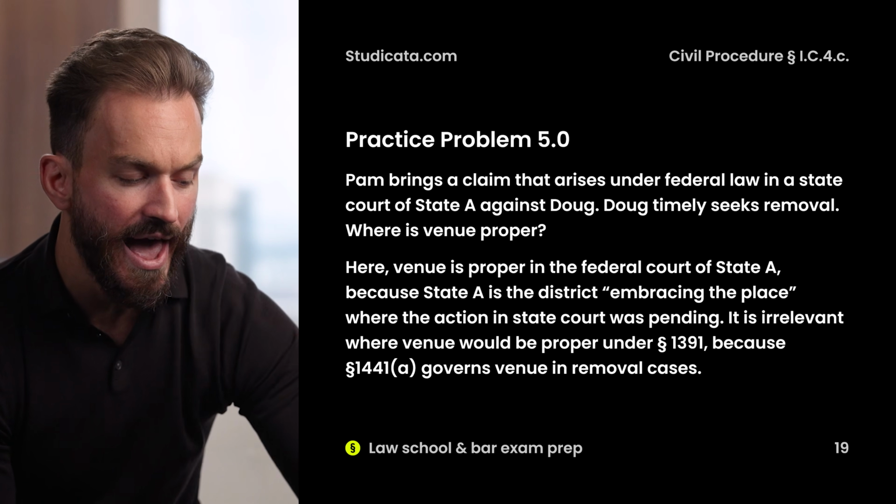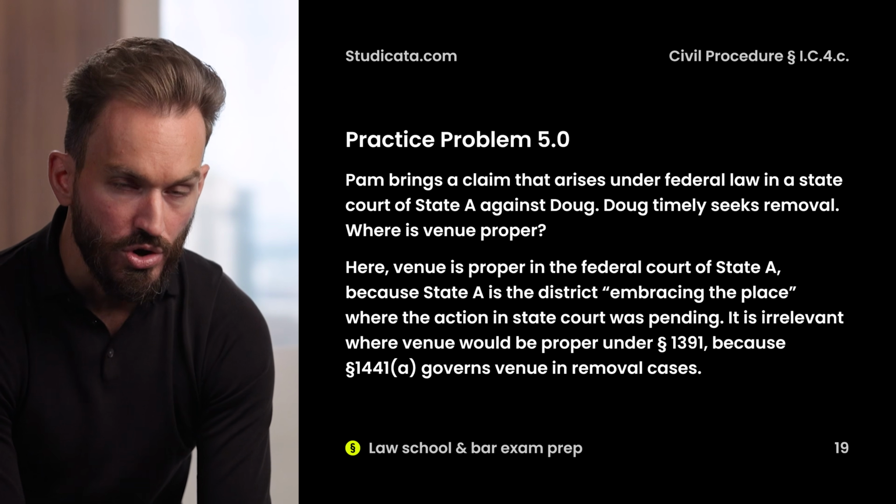Okay, so that's the last note we need to make on removal. So from here, we've wrapped up the four major ways where a federal court can obtain subject matter jurisdiction. We've talked about federal question, diversity, supplemental jurisdiction, and now we've talked about removal. Those are the four main ways that we know a federal court is going to obtain federal subject matter jurisdiction.